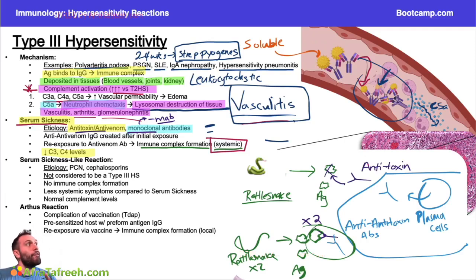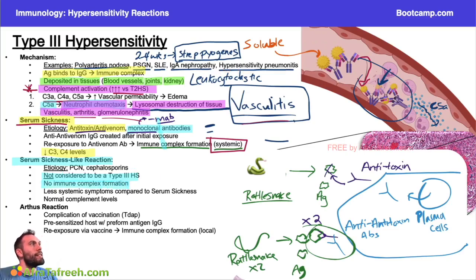The thing that you have to be careful about is serum sickness-like reaction, because occasionally this gets distinguished from serum sickness, since this is not the same thing. The big thing to remember is that serum sickness-like reaction is not considered to be a type 3 hypersensitivity. Okay, so it is not in this category. Serum sickness is considered to be a type 3 hypersensitivity. Serum sickness-like reaction is not. And there is no immune complex formation, which is essentially why it's not considered to be type 3 hypersensitivity.